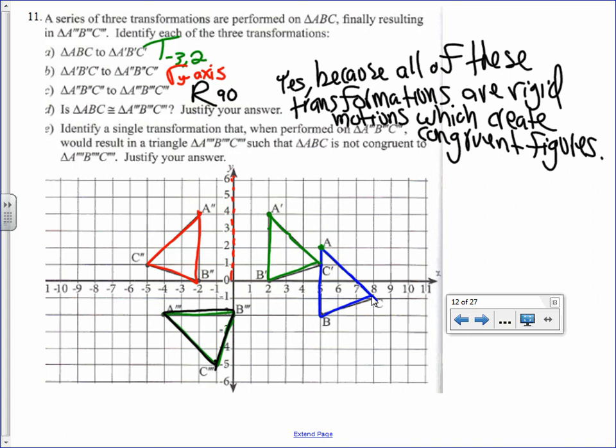Identify a single transformation that you would perform on the black triangle that would result in a triangle that is not congruent. The only transformation that is not congruent to the original is a dilation. So you can say any dilation. I'm going to arbitrarily choose a dilation of 2. You can say 2, you can say half, you can say negative 7.2. Say whatever you want. That's that. Understand and identify your transformations.